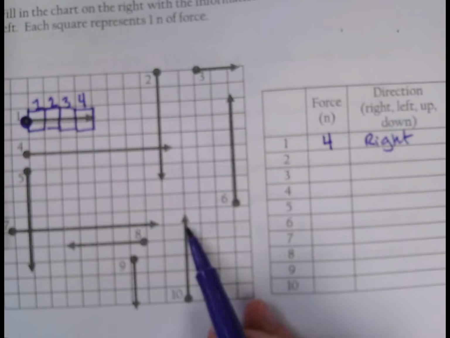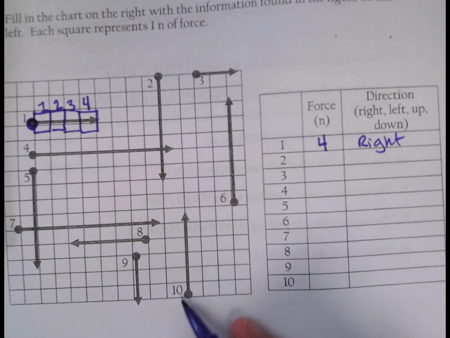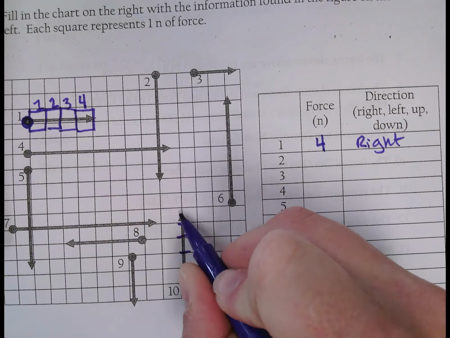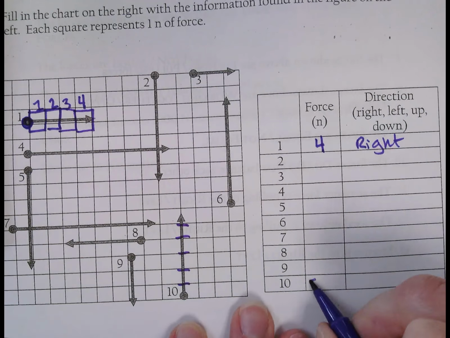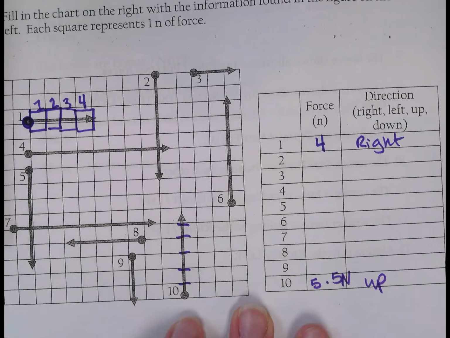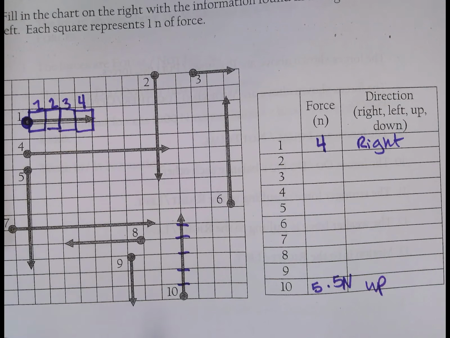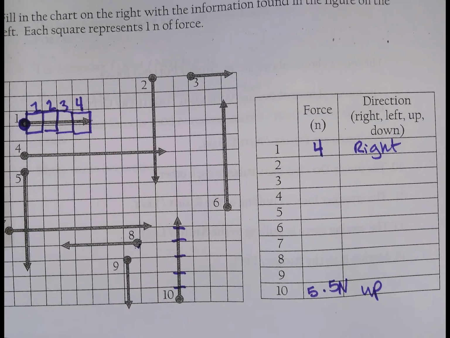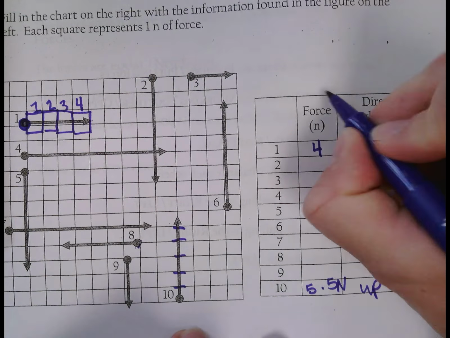It doesn't seem to me to matter. So if it's halfway, I would count this as halfway. So 10 is going to be however many, 1, 2, 3, 4, 5. 5.5 is what I would say for number 10. 5.5 newtons up. So that's how I want you to do this. And again, just assume that it's starting at the closest block. So for this one, it's going to be right there. I understand it's not perfect, but it is what it is. So imagine the dots are always at an intersection, and decimals are fine.